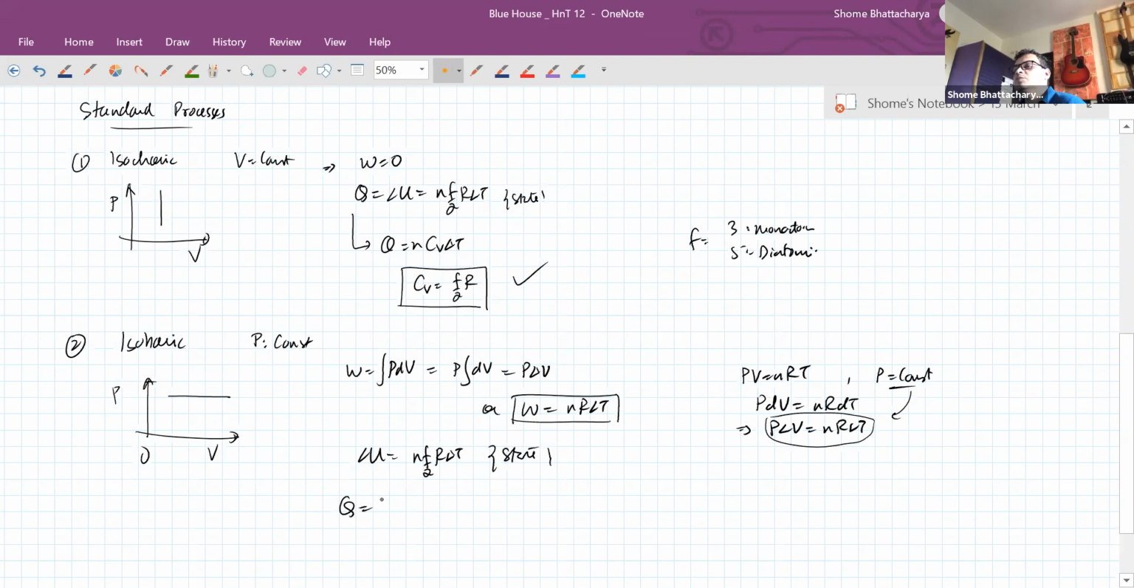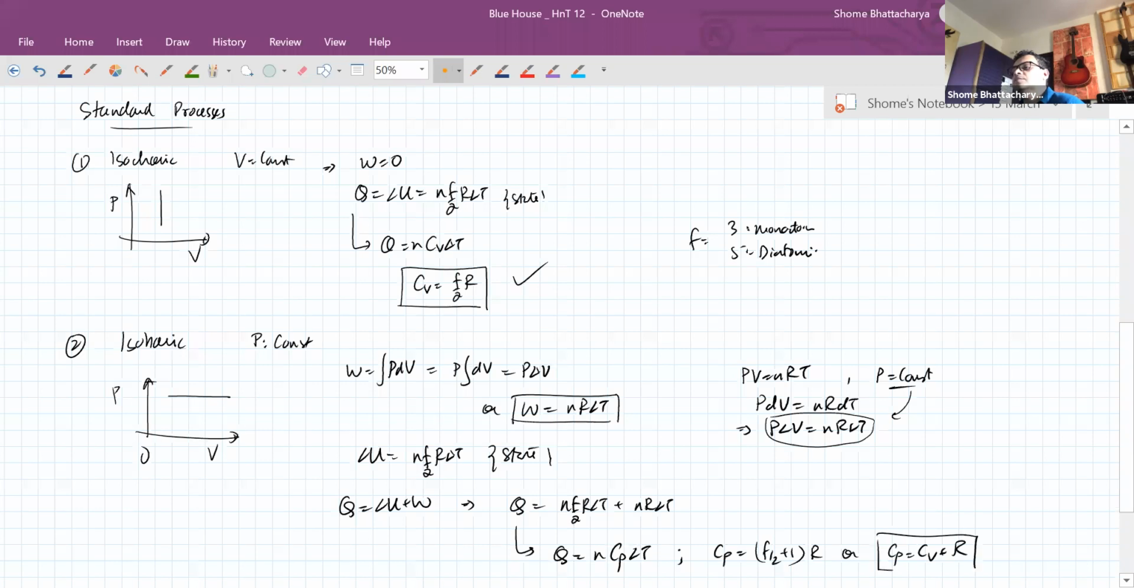So Q, which becomes ΔU plus W, in this case becomes n(f/2)RΔT plus nRΔT. And we define Q as nCpΔT. So from that we get the relation that isobaric molar specific heat capacity is given by (f/2 plus 1) into R, or Cp is equal to Cv plus R for any ideal gas. So this becomes a very easy formula to understand from just these two processes itself.